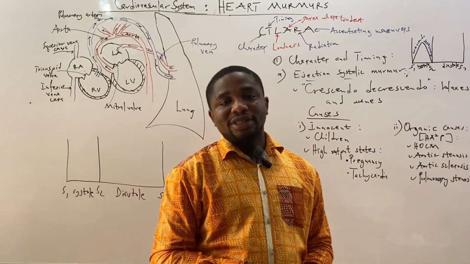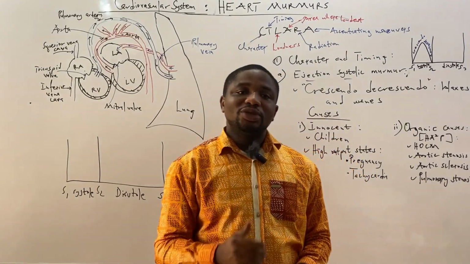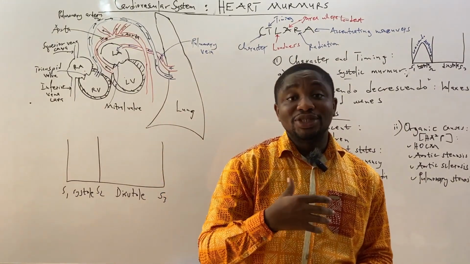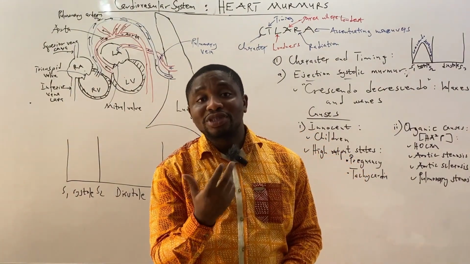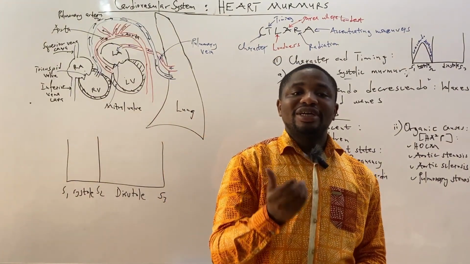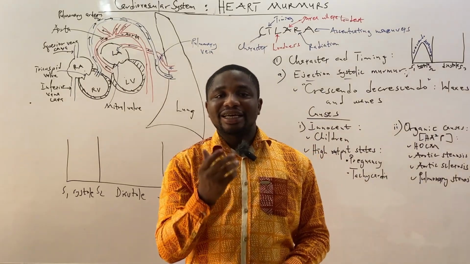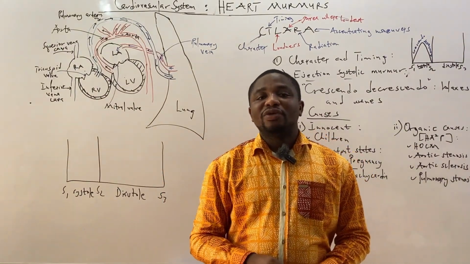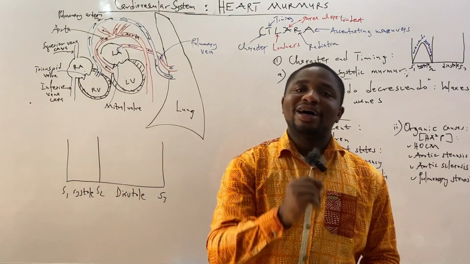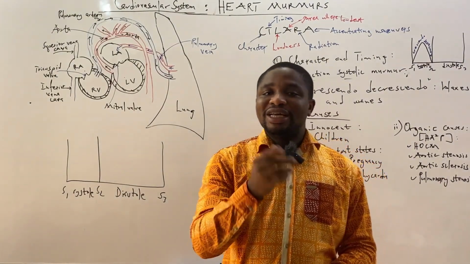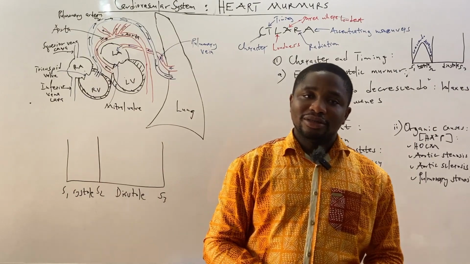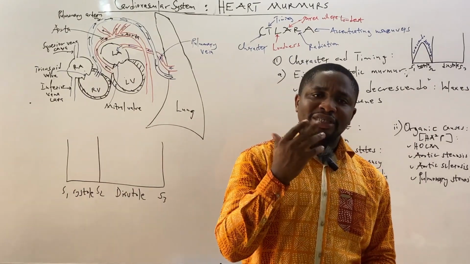For the innocent causes, you should know that an ejection systolic murmur may be innocent in children and also in high output states. Which high output state are we talking about here? Pregnancy and tachycardia. And for the organic causes, remember the mnemonic HAB, with the A to the power 2. So HAB with A squared.